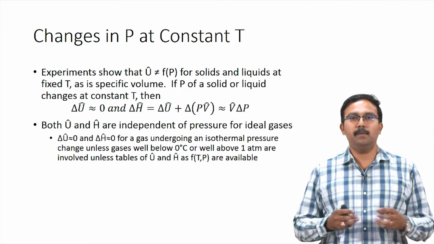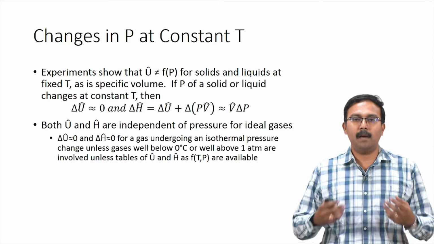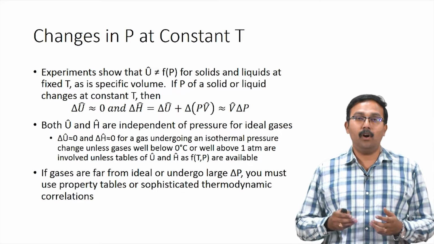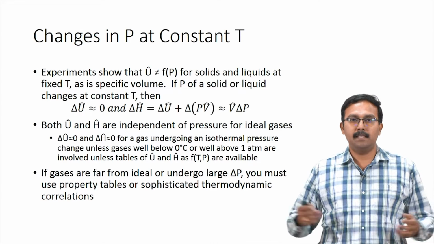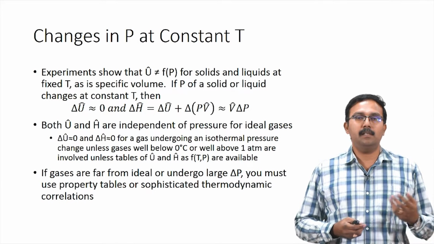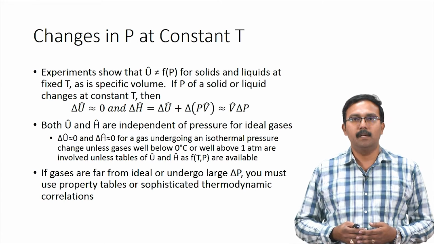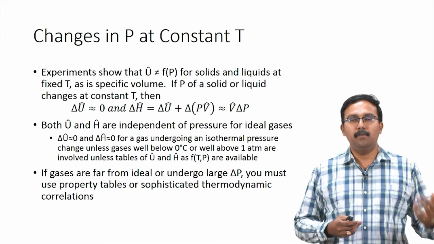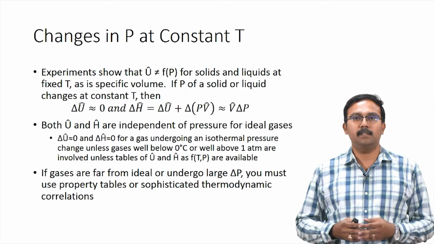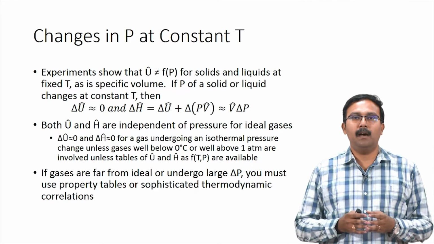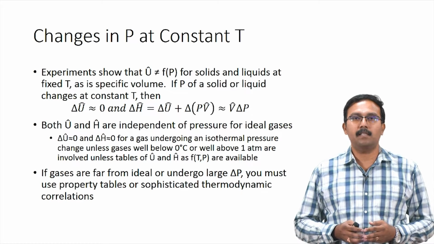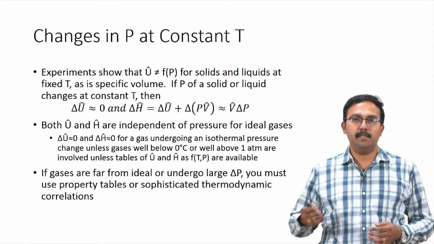However, there is no equation which can be used directly for this. You would have to use tabulated values which are built on experimental data. If gases are far from ideal behavior, or if real gases undergo huge changes in pressure, then you must use property tables or other thermodynamic correlations to calculate the change in specific internal energy and change in specific enthalpy. Such correlations can be obtained from thermodynamics books. This is beyond the scope of this course, and we will not be discussing them. For this course, most of the problems would have very small changes in pressure, and this is especially valid for biological systems or biochemical reactions, where you would usually not have that significant a change in pressure.